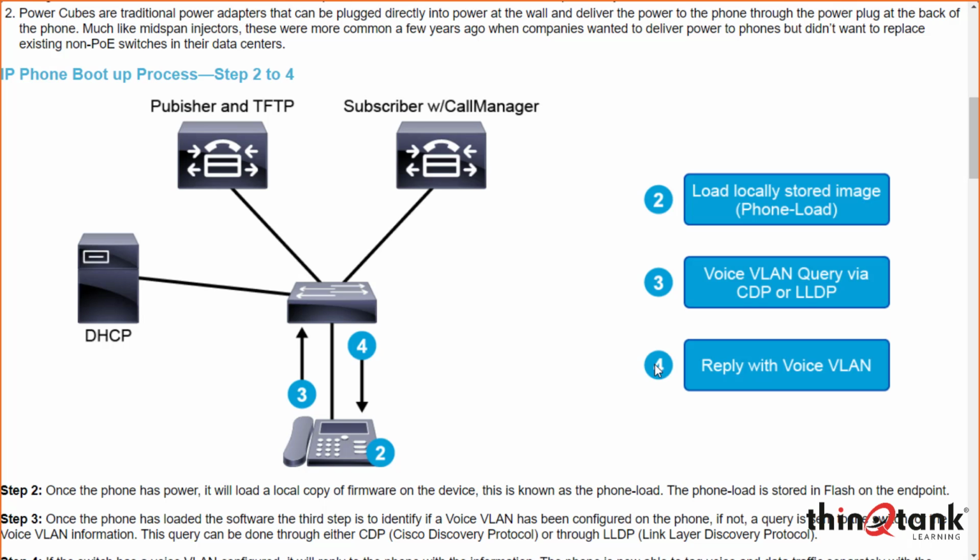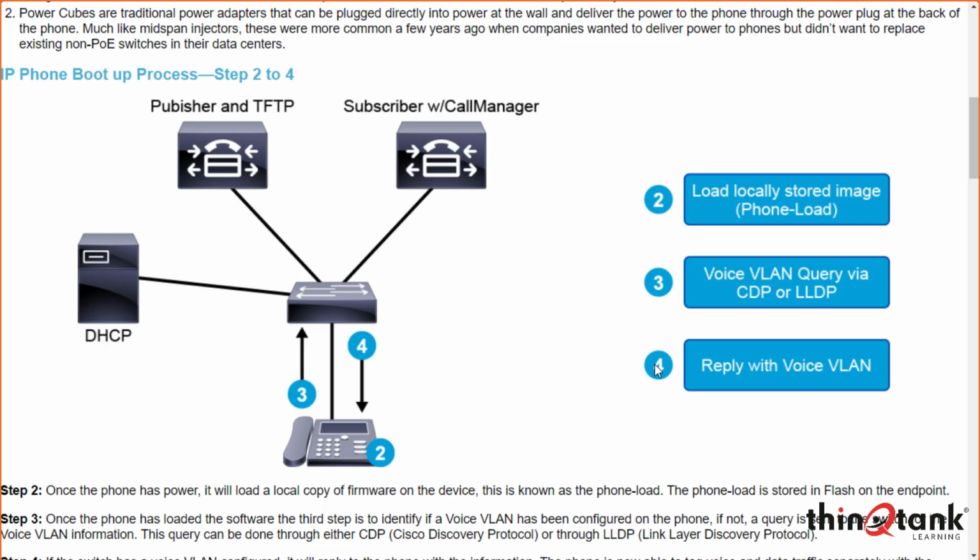All right. Step number three, the phone configures its VLAN. The Cisco switch uses CDP, and we mentioned this in the previous section, also talking about LLDP as an option as well, the link layer discovery protocol. But we use one of those two protocols, either CDP or LLDP, to inform the IP phone which voice VLAN the phone should use for the voice over IP traffic.